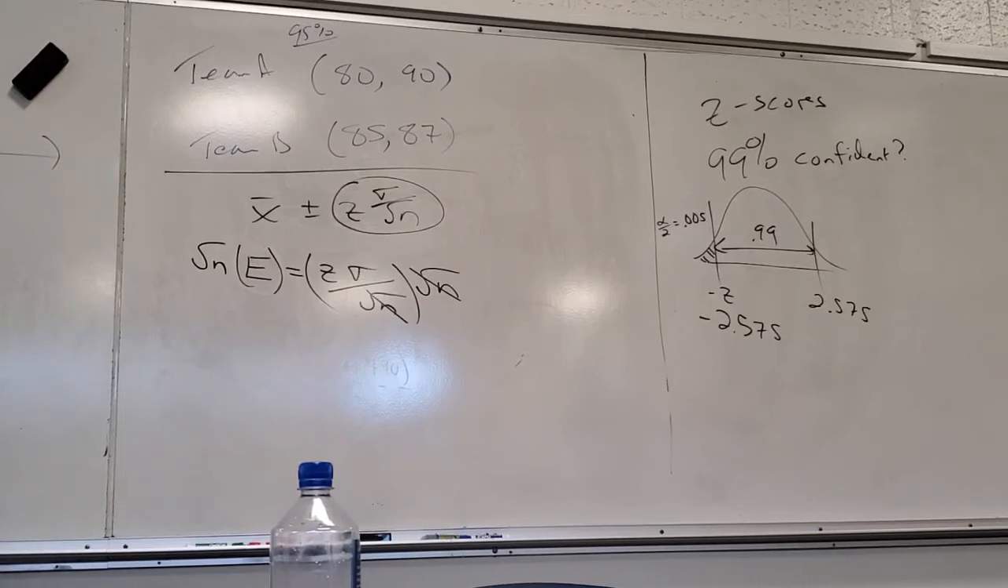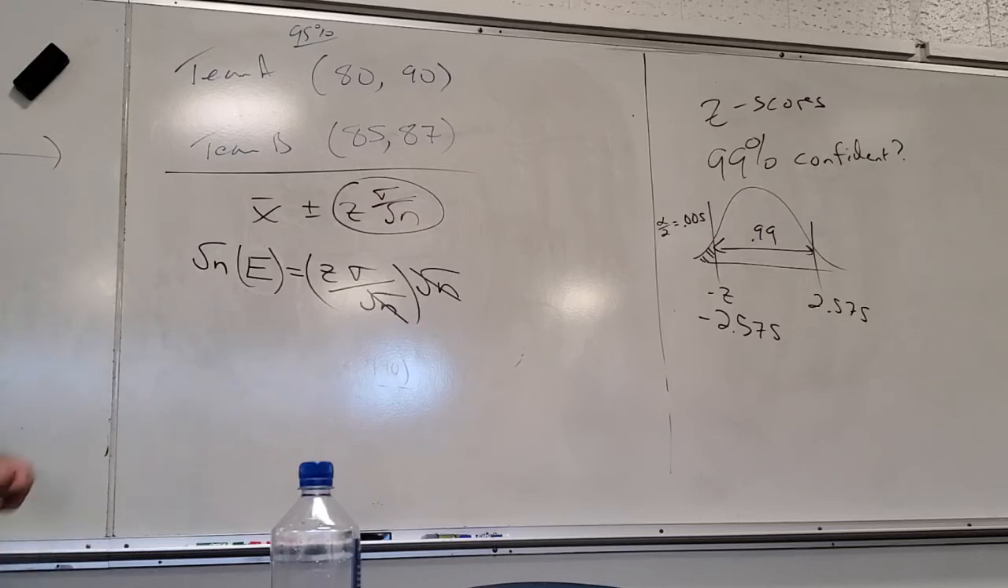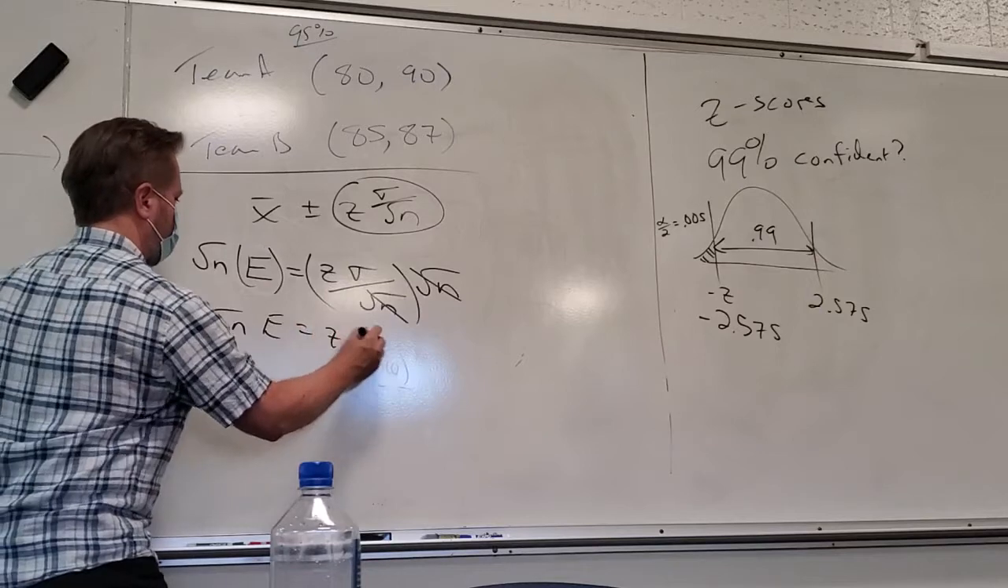Wow, Jeff. I should become a politician just based on what I just said. That sounded like no science at all. All right, square root of n times e equals z sigma. Is everybody cool with that so far?